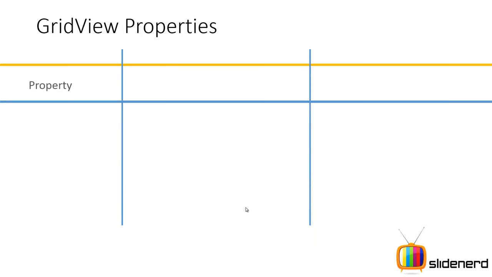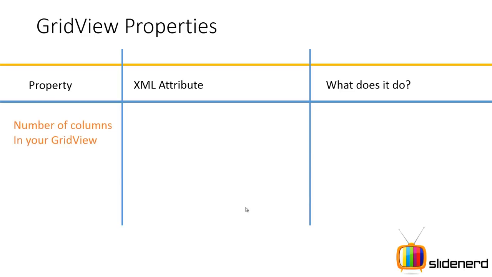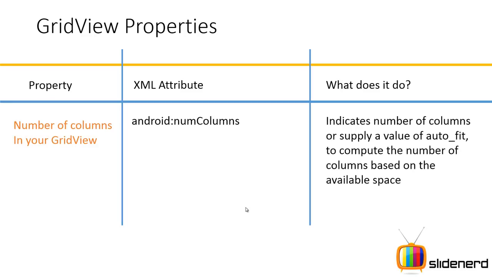Before we move any further, let's take a look at the properties of the grid view. So what do I mean by those properties? Let's take a look at certain attributes. First is to control the number of columns inside your grid view. For that, you have an attribute which is Android num columns. You can say something like Android num columns equals to 3, which means there will always be 3 columns regardless of which device you're using.